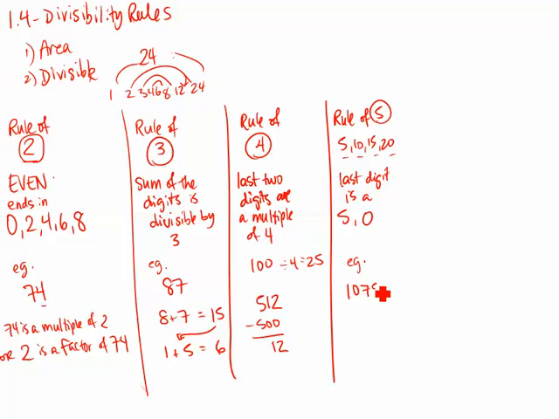It works similarly to the rule of 4 because you can see that every tens, if you just remove the tens digit, you're left with the last digit, and if that one's a 5 or a 0, then it'll be a multiple of 5.